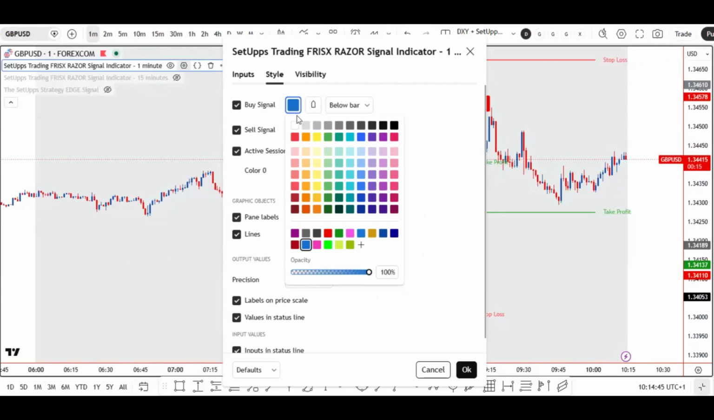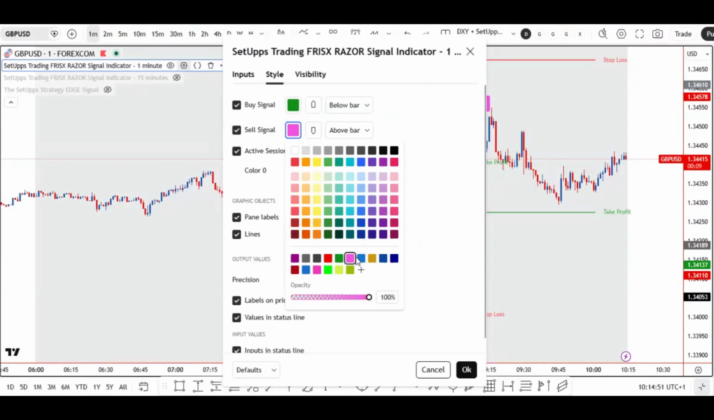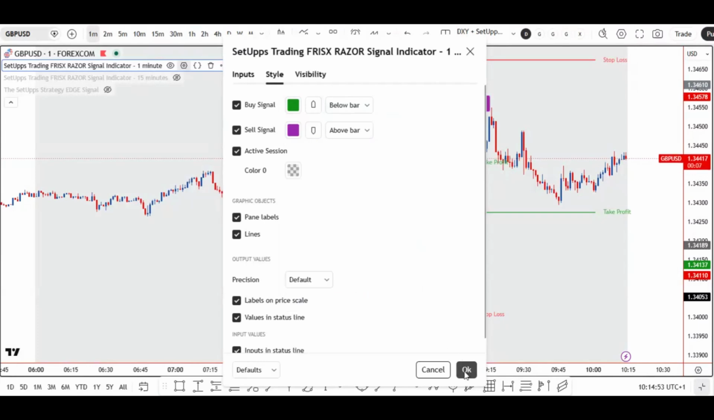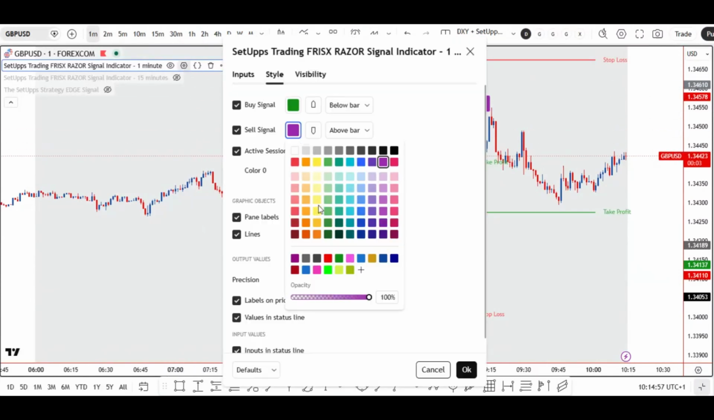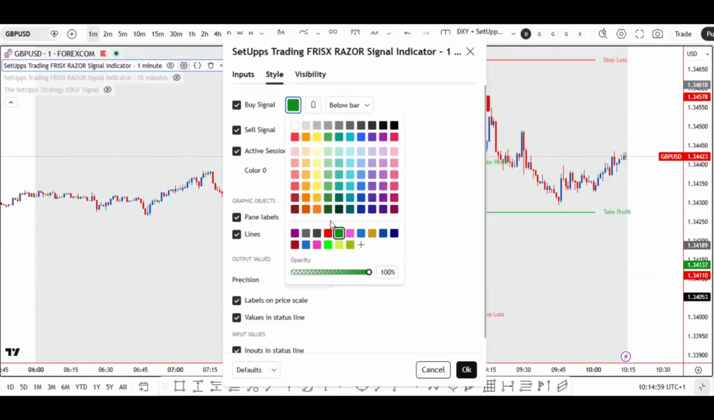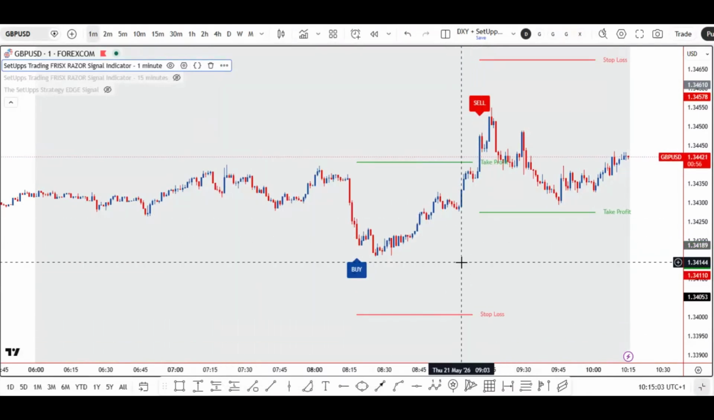You can go to style and change the styling. For example, if you want to change the colors, the buy signal to green and the sell to pink or purple, you can just go and change it there. But I'll stick to the blue and the red. So blue for buy and red for sell. Okay, so that's how it's set now.